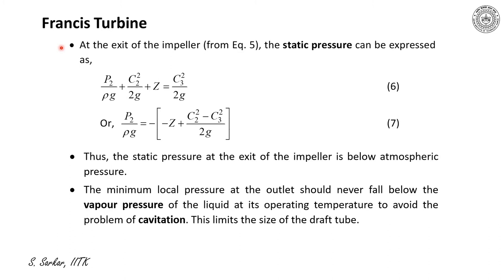Now, at the exit of the impeller, from equation 5, the static pressure can be expressed as P2 divided by rho g plus C2 squared by 2g plus Z is equal to C3 squared divided by 2g. Thus, P2 by rho g is equal to minus within the bracket Z plus C2 squared minus C3 squared divided by 2g. Equation number 7. Hence, the static pressure at the exit of the impeller is below the atmospheric pressure. The minimum local pressure at the outlet should never fall below the vapor pressure of the liquid at the operating temperature to avoid the problem of cavitation. This limits the size of the draft tube.